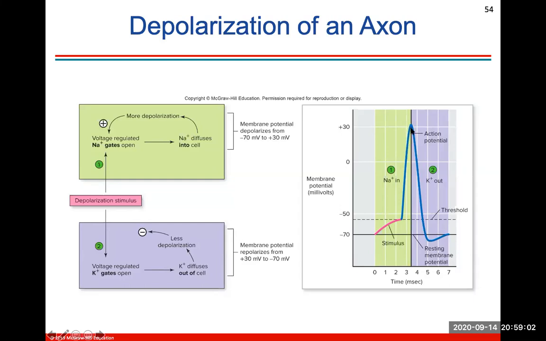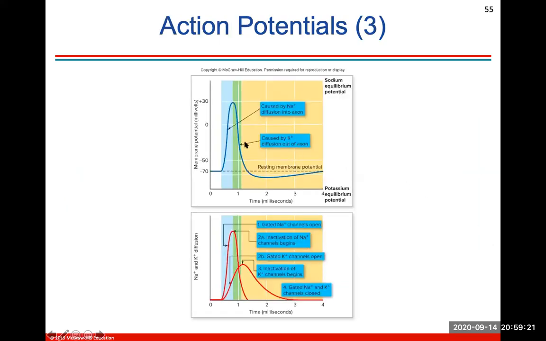At that point, sodium channels close, potassium channels open, and potassium rushes out of the cell. When positive ions rush out of the cell, the inside of the cell becomes more negative again. It will go back to resting and possibly even hyperpolarization, which is this little dip down here. So here are action potentials, what happens at each phase of depolarization, repolarization, and then hyperpolarization, and then which channels are open, inactivated, and open again.